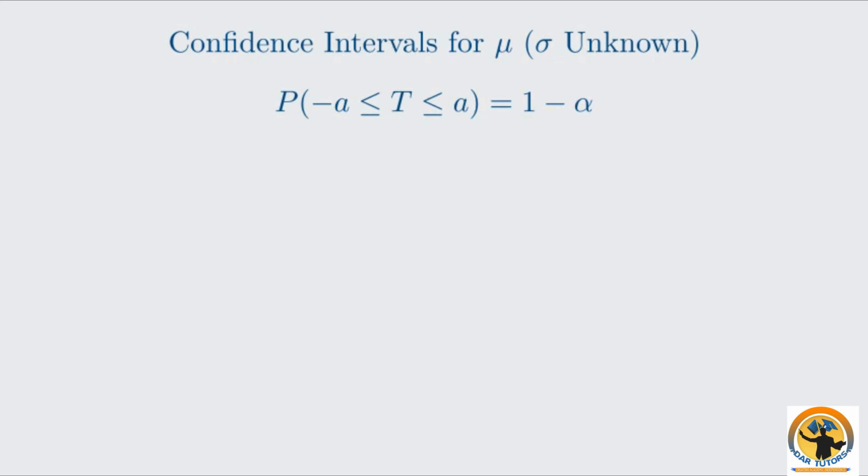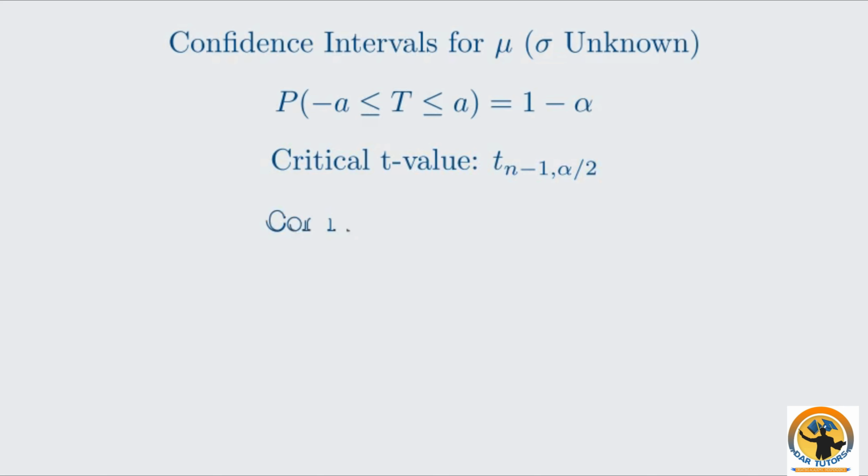Each tail will contain a probability of alpha divided by 2. We denote this specific value a as t sub n minus 1, comma, alpha over 2. Here, n minus 1 is the degrees of freedom, and alpha over 2 is the area in the upper tail. This is our critical t value.